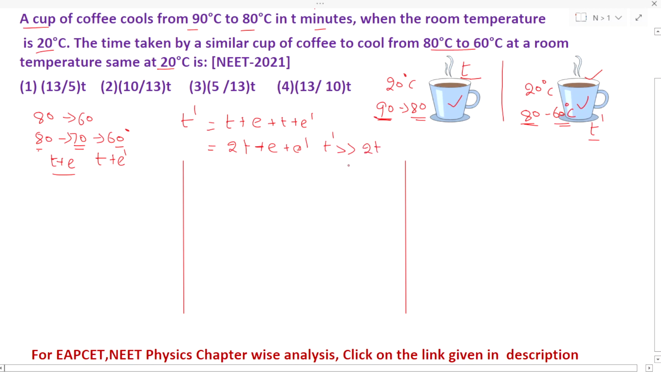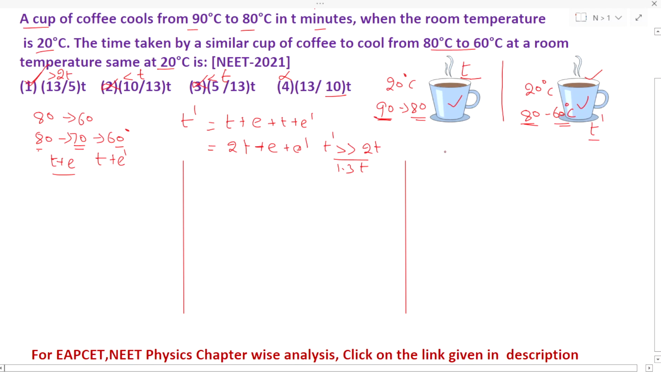Now let us use this logic and try to eliminate the options. If you see this option, your t dash is 1.3 times that of t, so this option will not be correct. This is less than t, so this will also be wrong. This is also less than t. This is also less than t, so this is also wrong. Whereas if you see this, its value is greater than twice that of t. So the option is this option, that is the first option.